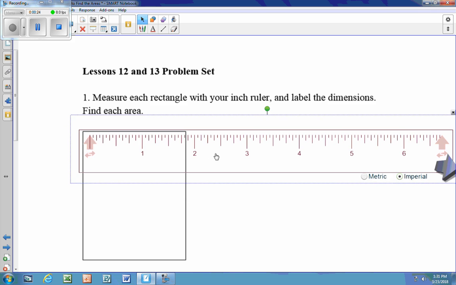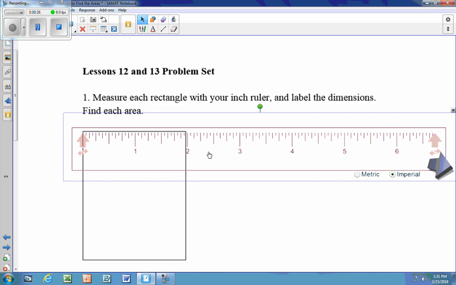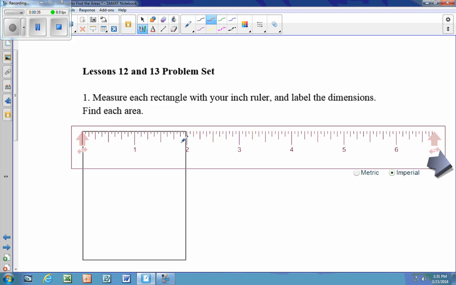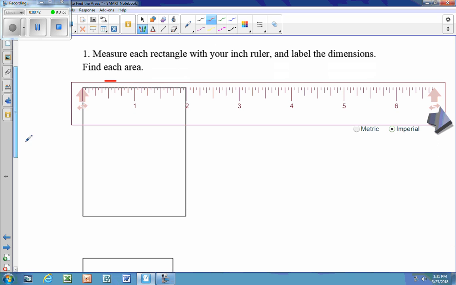So we're going to start by measuring right here. We're going to start on the end. We're going to measure the length here. When we measure the length of this, we see that it is 2 inches. So we're going to write that this is 2 inches. We'll write that down here away from the ruler.